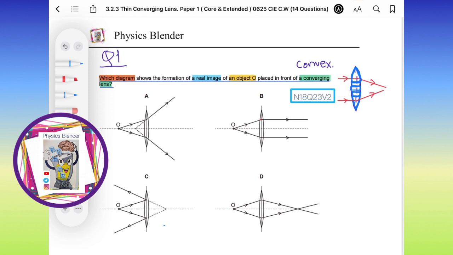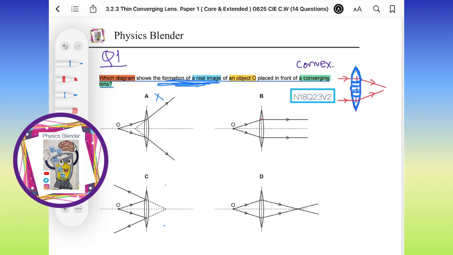The question is asking which diagram shows the formation of a real image of an object O. So there is a formation of image already, and the object is placed in front of a converging lens. Which diagram here shows this case? Number one, case A will be excluded, because here the rays are diverging, not converging.